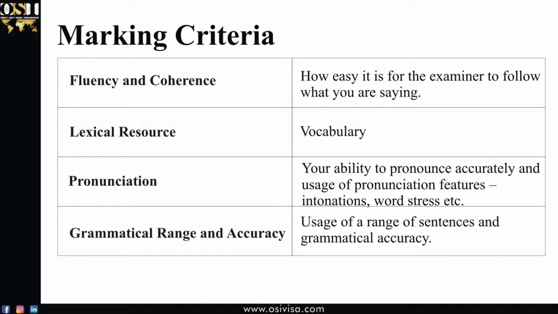And the last one is grammatical range and accuracy. Again, exactly the same as the writing task. You have to maintain a range of sentences and also maintain accuracy of your grammar. So these are the 4 criteria that are being judged in the IELTS speaking test.